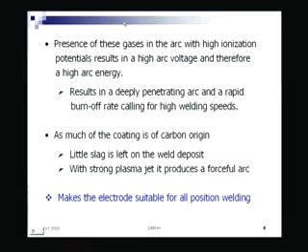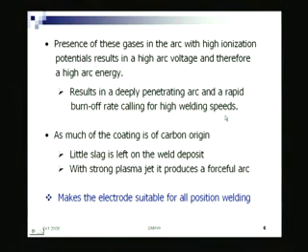So, that is what we see here: a cellulosic electrode results in a deeply penetrating arc and a rapid burn off rate. Rapid burn off rate means what? There is a term used, burn off. It's not burning off, it's melting the electrode. Calling for higher welding speeds means what? Higher heat is generated because of high ionization potential, higher arc energy, that means higher heat. Higher heat gives me a deeply penetrating arc as well as higher melting of the electrode, thereby I can increase the welding speed.